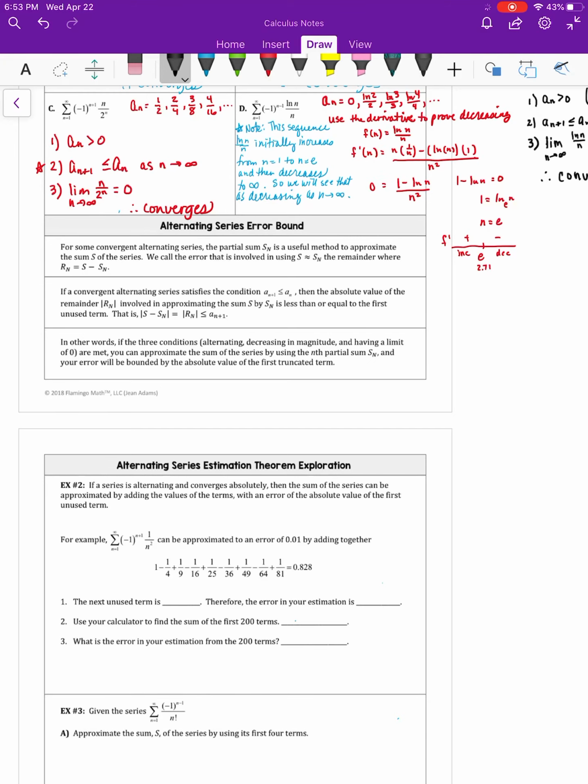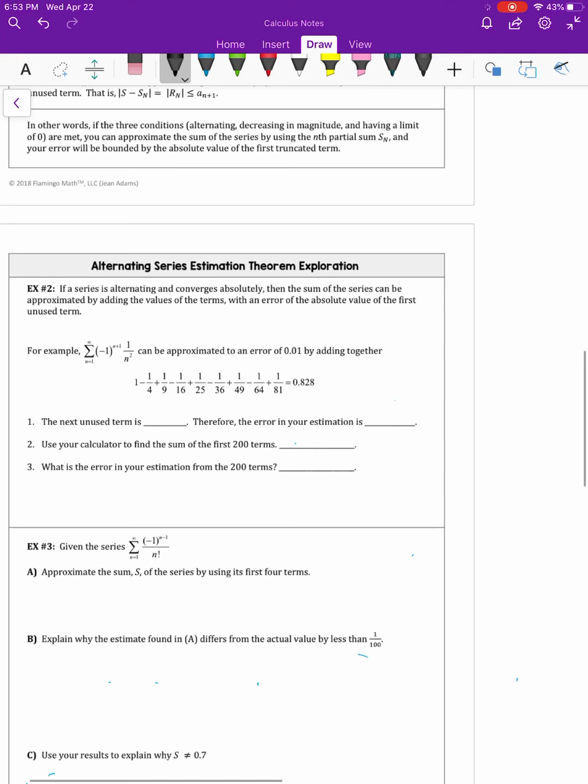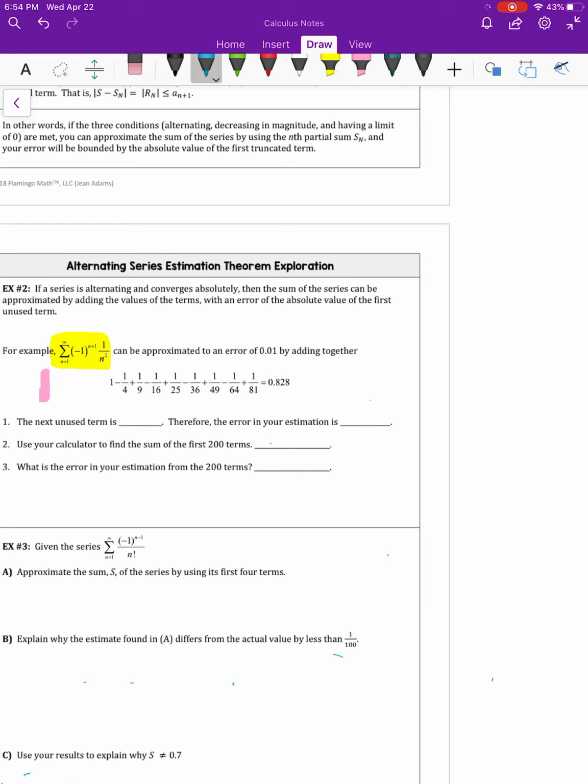In other words, if the three conditions are met, alternating, decreasing in magnitude as n goes to infinity, and having a limit of 0, you can approximate the sum of the series by using the nth partial sum, S sub n, and your error will be bounded by the absolute value of the first truncated term. So what's a truncated term?